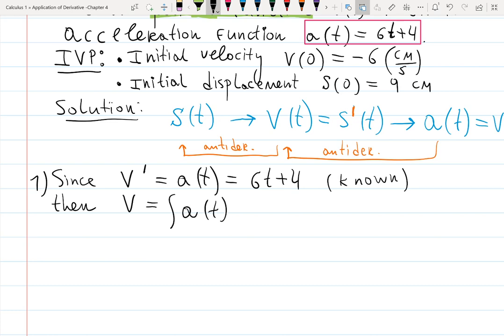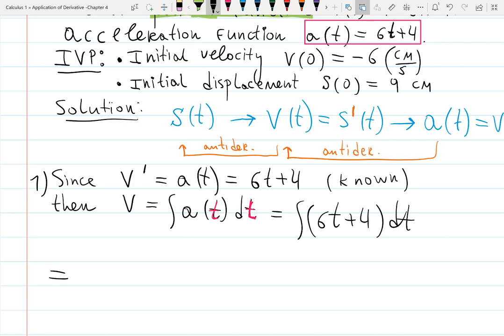And now what should I do? What should I write at the end to close the integral? Is it dx? No, it should be dt. This variable should show you with respect to which variable we are integrating. Since we're integrating with respect to t, time, then it should be integral function dt. Then it means I'm integrating 6t plus 4 dt.